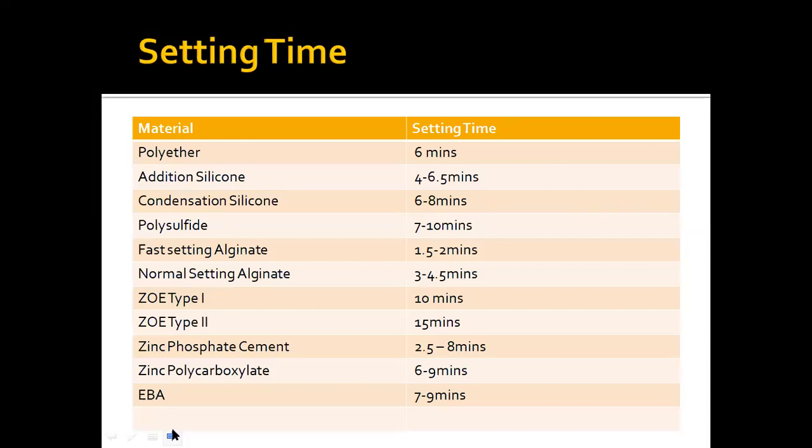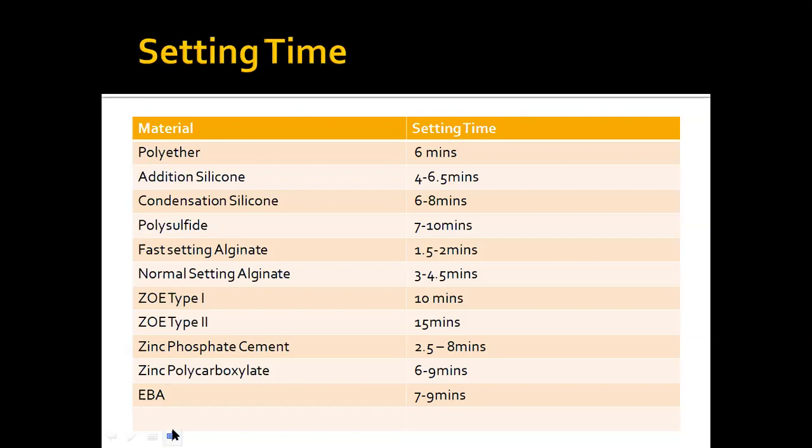Now, polyether has 6 minutes. Addition silicone has 4 to 6.5 minutes. Condensation silicone has 6 to 8 minutes. Polysulfide has 7 to 10 minutes, which is highest. Okay. In elastomers, fast setting alginate has 1.5 to 2 minutes. Normal setting alginate has 3 to 4.5 minutes. Type 1 ZOE 10 minutes, and type 2 has the highest, that is 15 minutes.